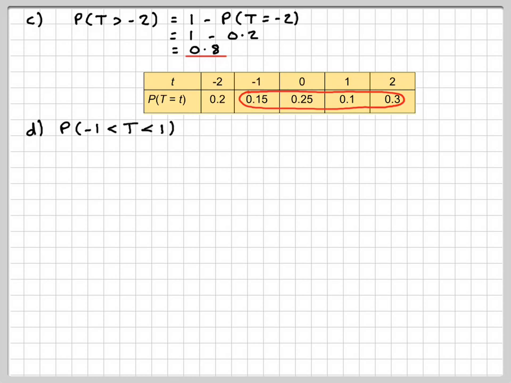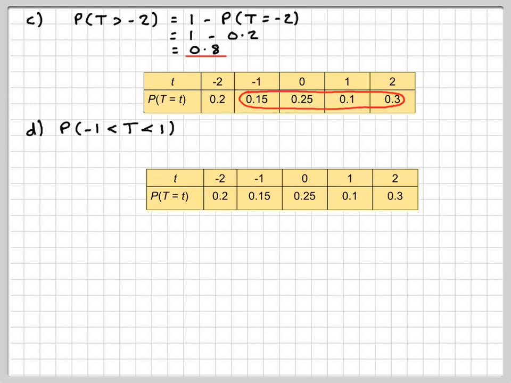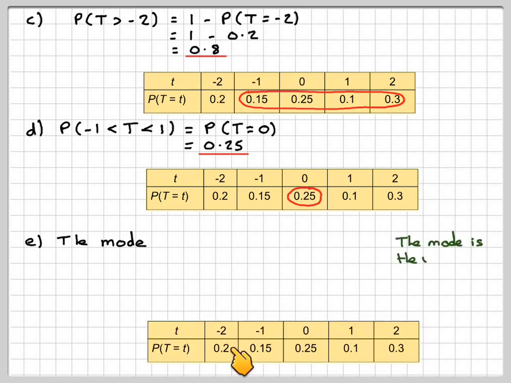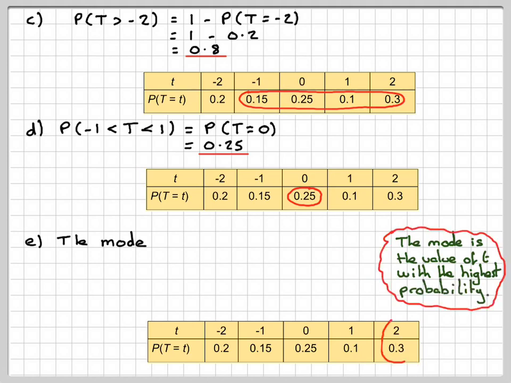D, the probability that t is between -1 and 1, but not including any of them. So that's just going to be the probability that t is equal to 0, which is going to be 0.5. And E, the mode is the one with the highest probability. So the one with the highest probability is this one here, which is 2. So the mode will be equal to 2.